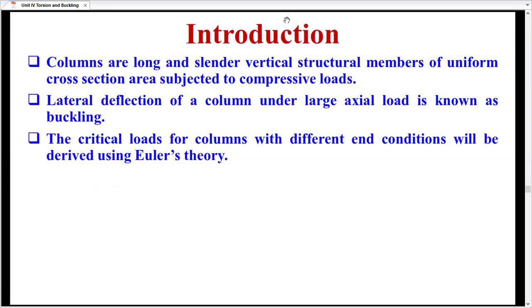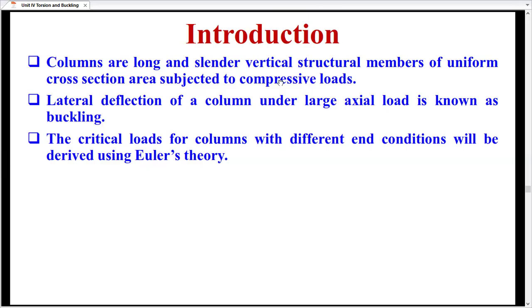columns are nothing but long and slender vertical structural members of uniform cross section which are subjected to some compressive load. Now, the lateral deflection of a column under axial load is known as buckling. So when we apply some load on a vertical column, it will get buckled in two different directions, away from the axis and towards the axis. Based upon the constraint, that buckling will happen. The critical load for a column with different end conditions will be derived using Euler theory.